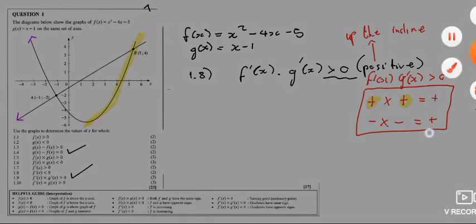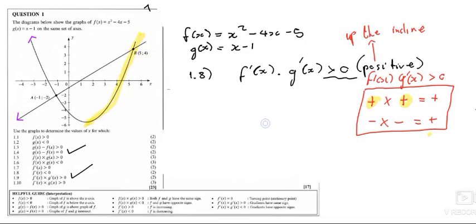I'm enjoying this, so let's keep doing it. Now, all the way from 1 to infinity, where is the gradient of g of x positive? It's also positive right through. Why? Because the gradient is constant. It's a straight line. So the gradient is 1, and it's a positive 1. So the gradient will always be positive.